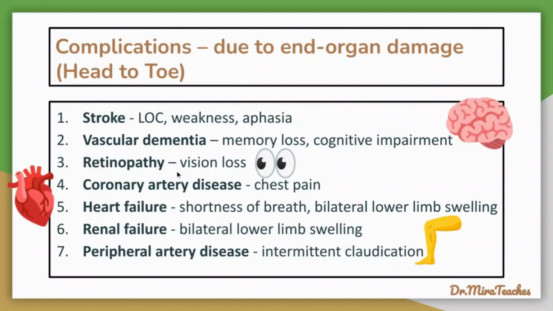Then you come to the heart, coronary artery disease. That the person had chest pain before, shortness of breath, bilateral lower limb swelling, heart failure; bilateral lower limb swelling also for renal failure. Peripheral artery disease, where you can have things like intermittent claudication, rest pain, etc. So these are the complications that you can find out. You want to rule them out. So this can also make your history rich for hypertension.